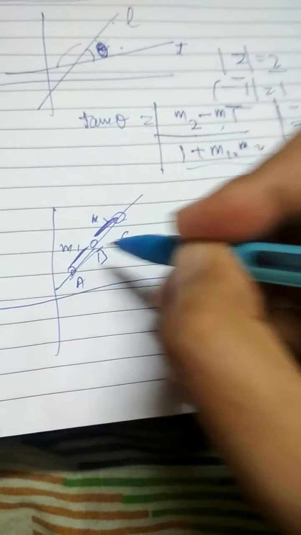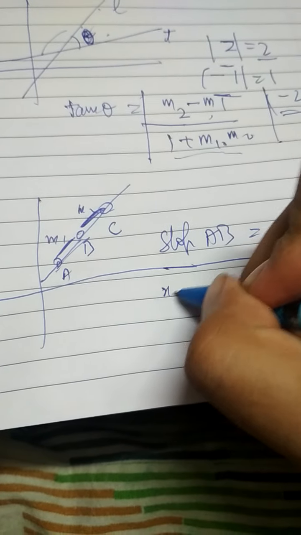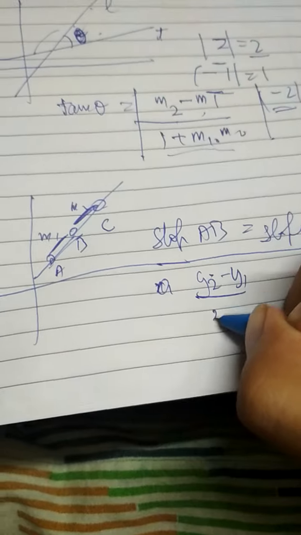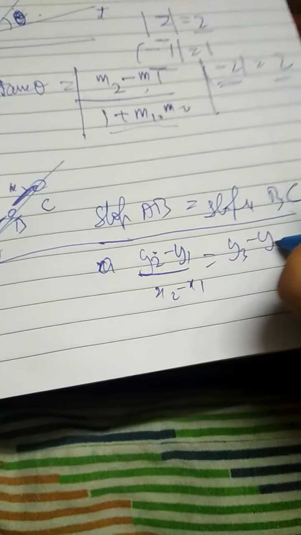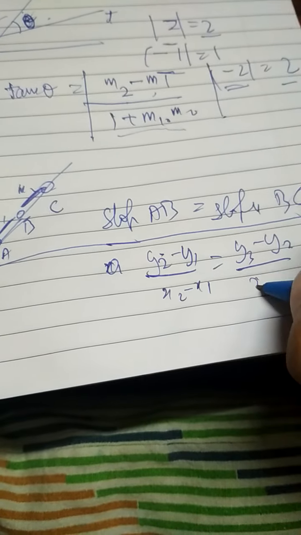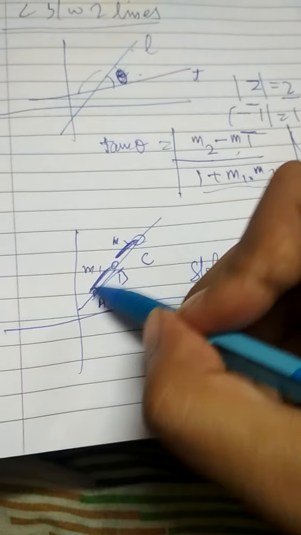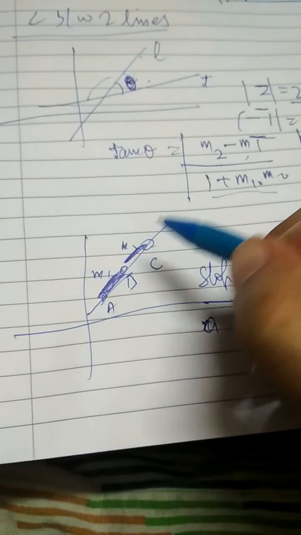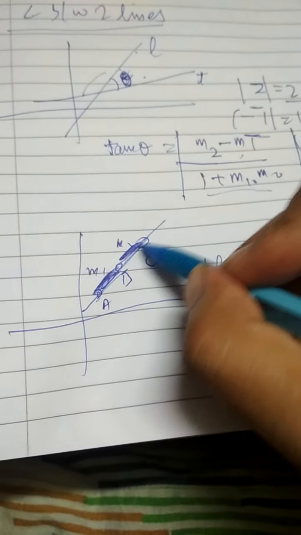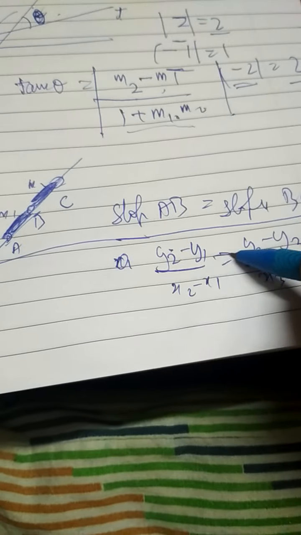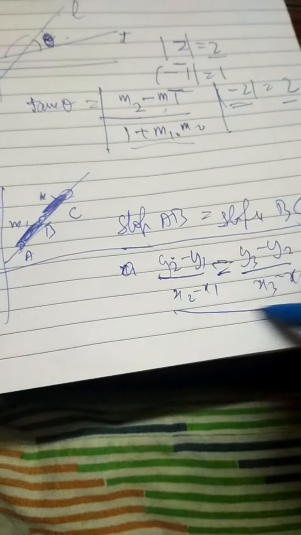How do we find the slope of 2 points? Y2 minus Y1 divided by X2 minus X1 is equal to Y3 minus Y2 divided by X3 minus X2. So we find the slope of these 2 points using the formula we saw earlier, then we find the slope of these 2 points using the same formula, and we just put them equal, and we get our relation, and we solve this.